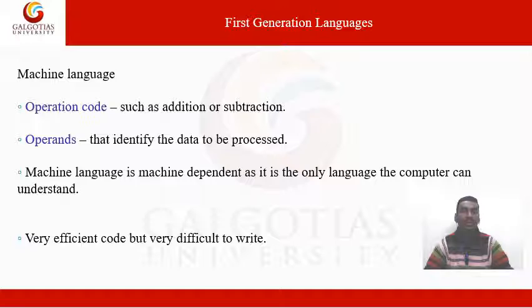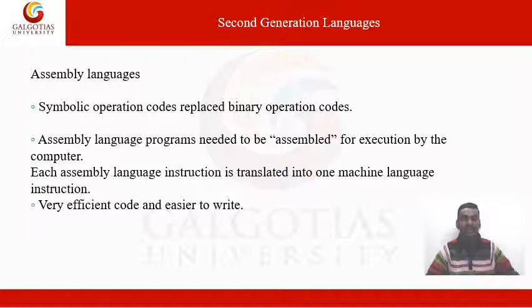As I told you, operation code and operands. Operation code is the operation, whether it is an addition operation or a subtraction operation, whatever we have to mention. Operand identifies the data, what to do with it for the operation. Since machine language is machine dependent, it is the only language that the machine can accept. These are the explanations which I just explained to you. Just have a look at it for a minute so that I can move the slides one by one.